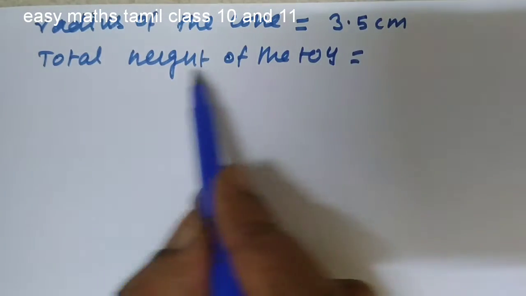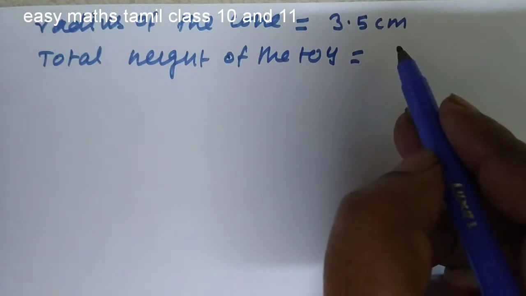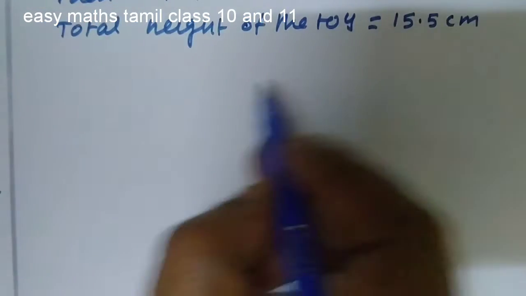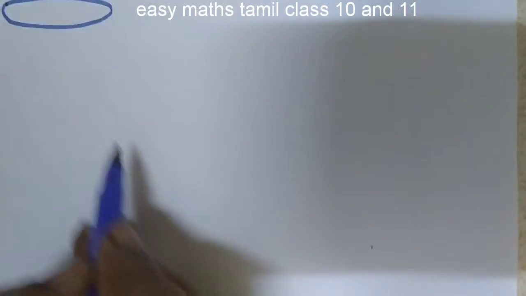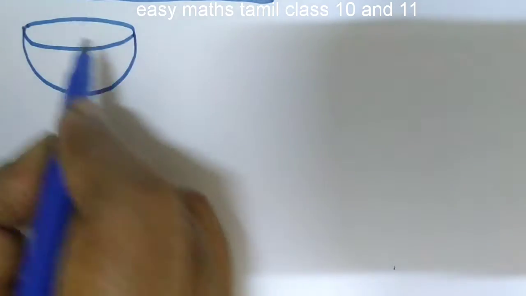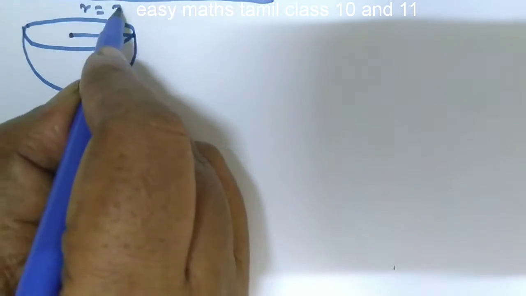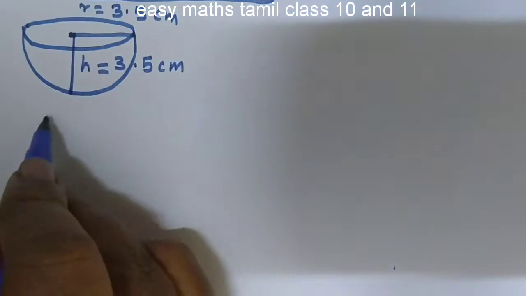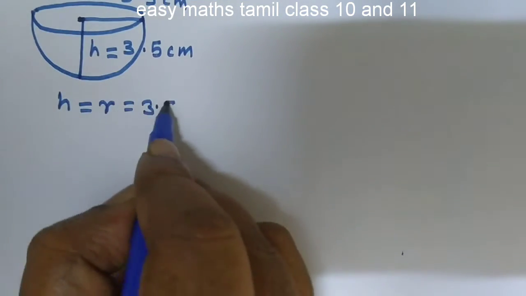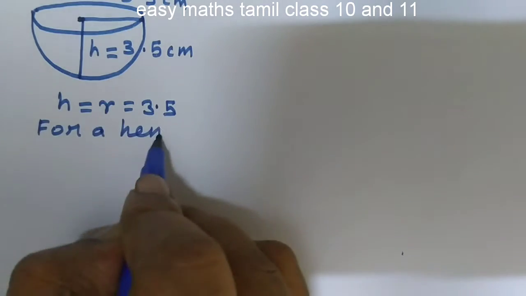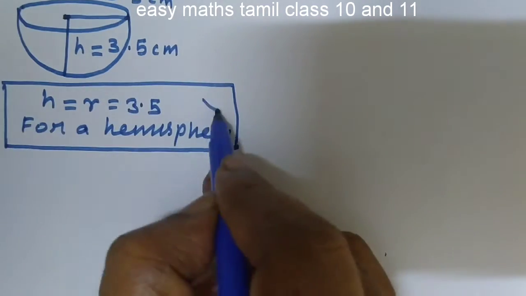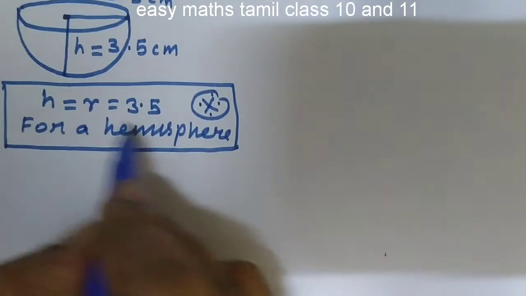The radius of the cone is given as 3.5 cm. Then total height of the toy is 15.5 cm. Draw the hemisphere. The radius of the hemisphere equal to radius of the cone, so 3.5. The radius of the hemisphere is equal to height of the hemisphere. So height of the hemisphere equal to 3.5 cm. This is important.